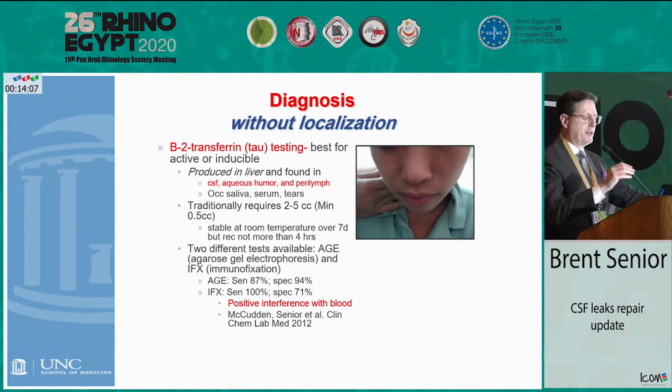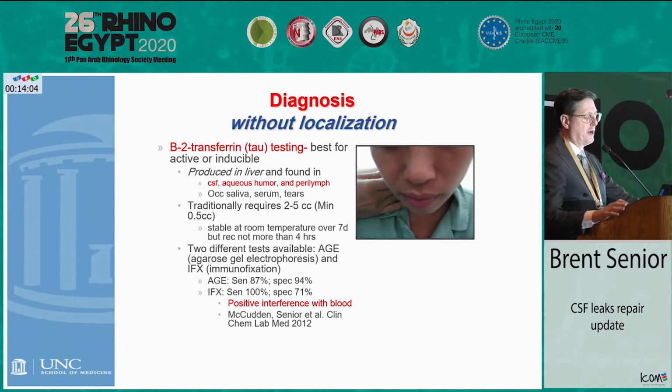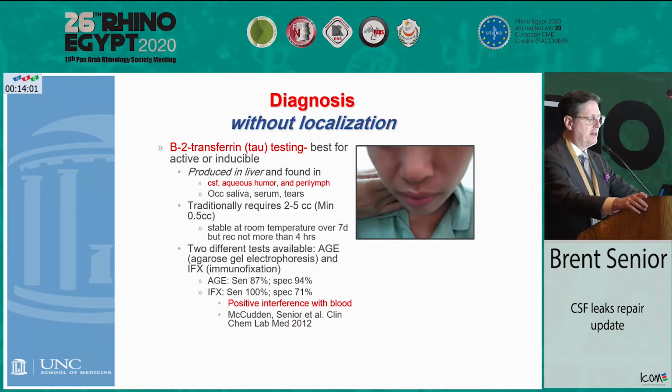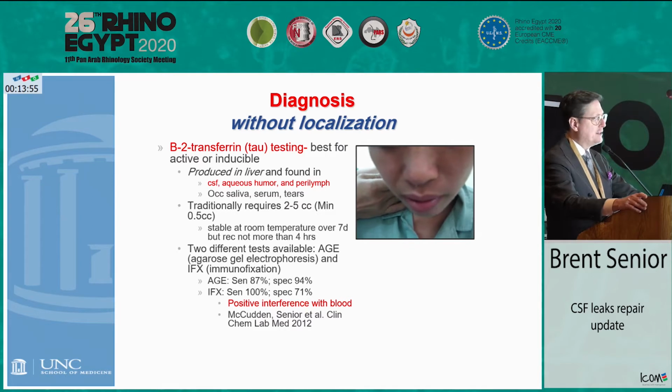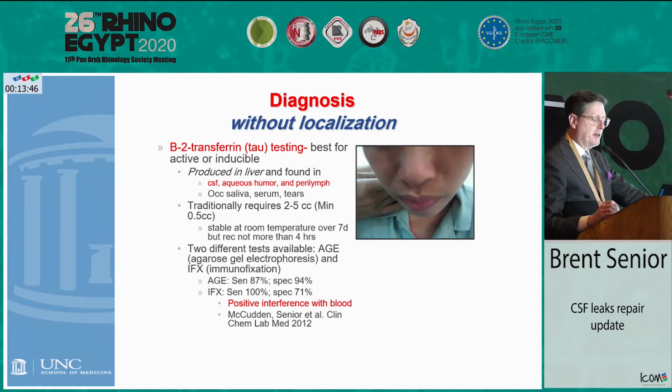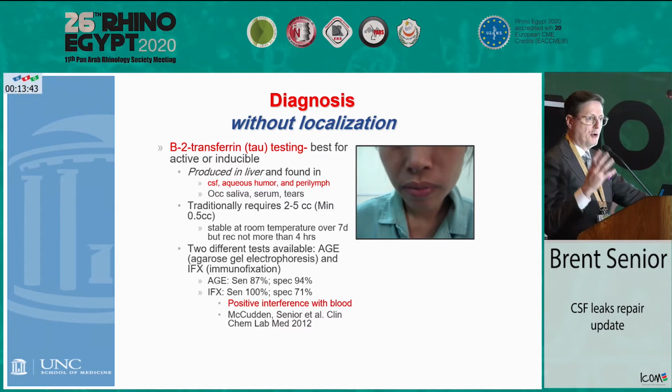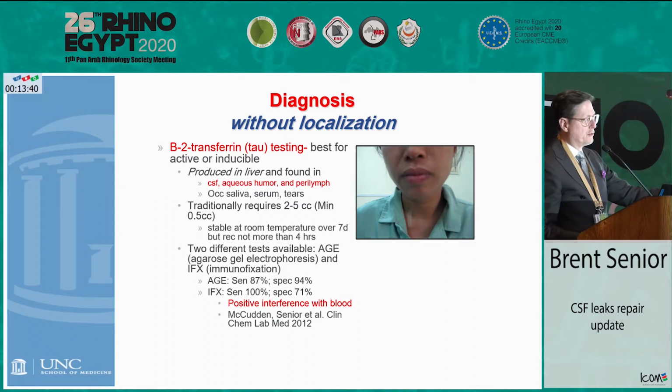So I think that one of the things that's really helped us tremendously in terms of identification of leaks has been the Beta2 Transferrin testing. Obviously, this is best for patients that have active or inducible type leaks, such as this one that you're seeing here on the screen. You know that Beta2 transferrin is produced in the liver, and it is found in CSF as well as the aqueous humor of the eye and perilymph. Occasionally, it'll show up in saliva, serum, and tears. It does require somewhere around a half cc to upwards of 5 cc's, depending on your testing ability. And it does remain stable at room temperature for several days, so that's good news.